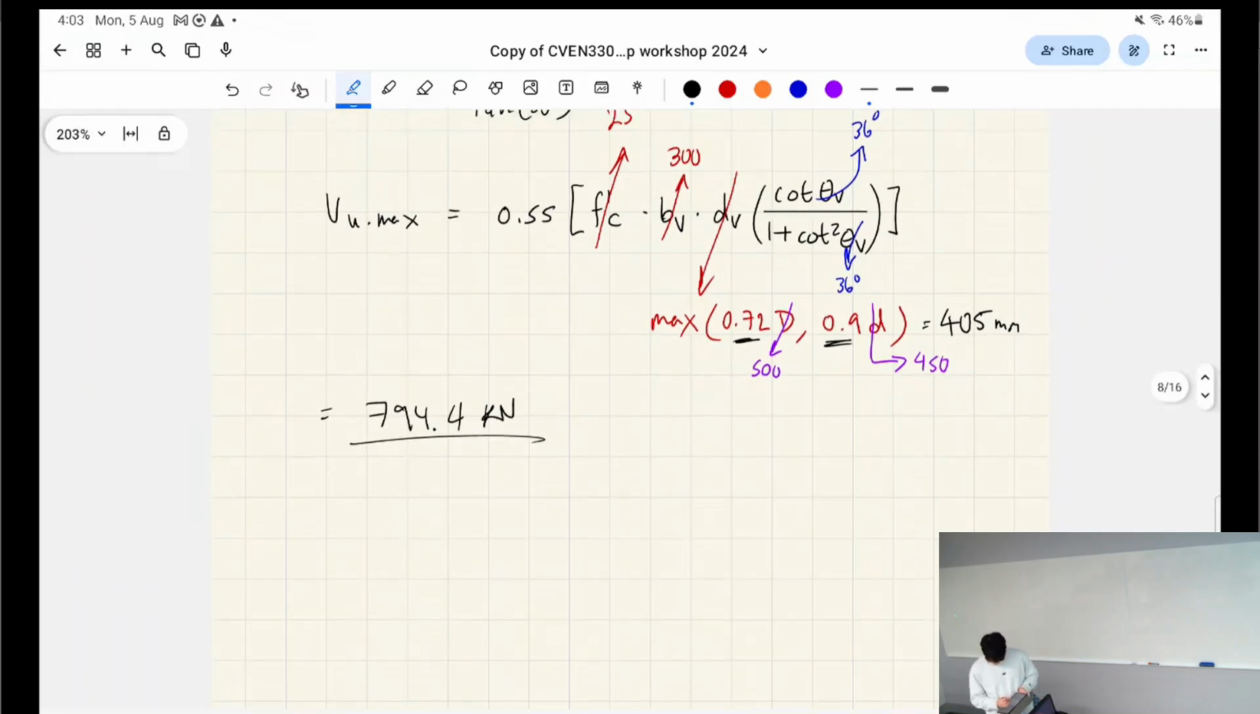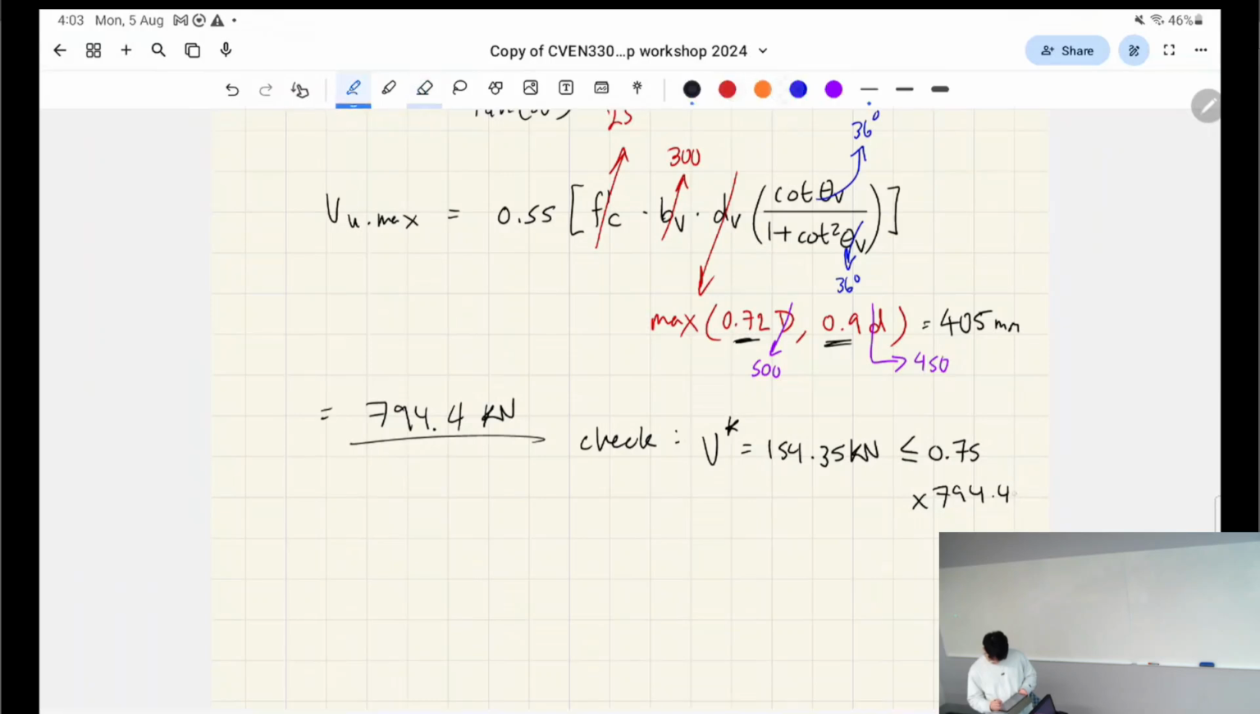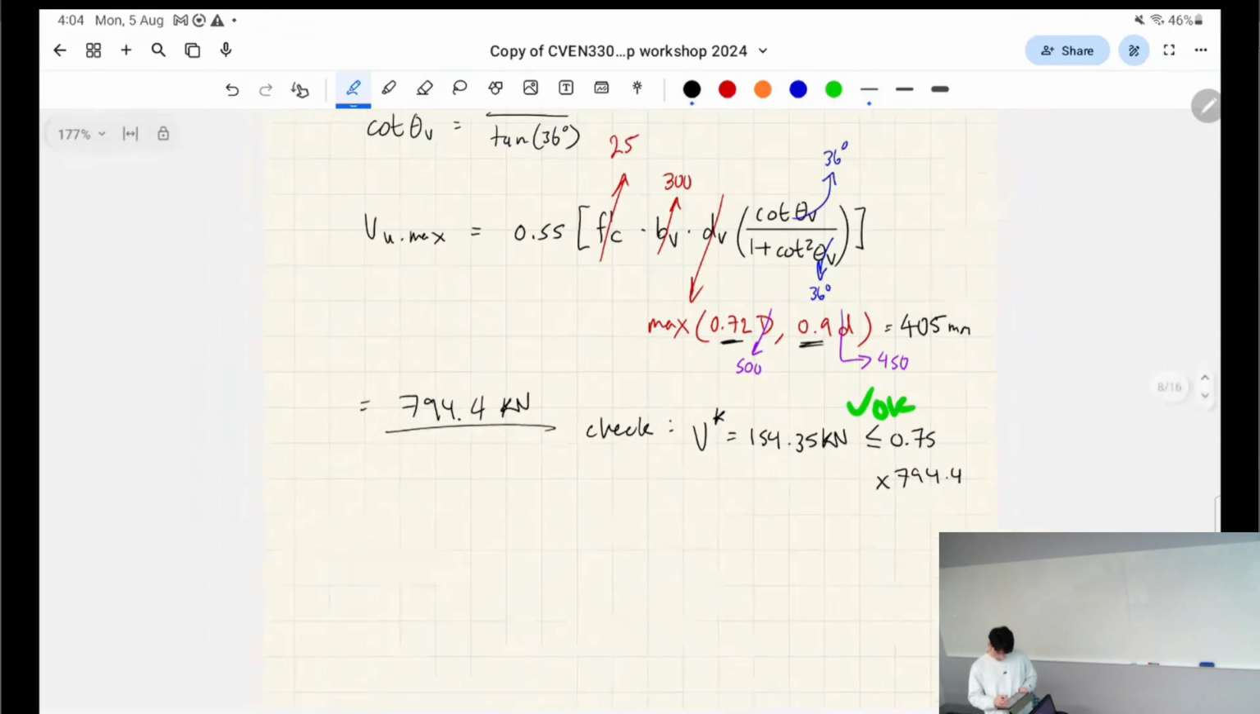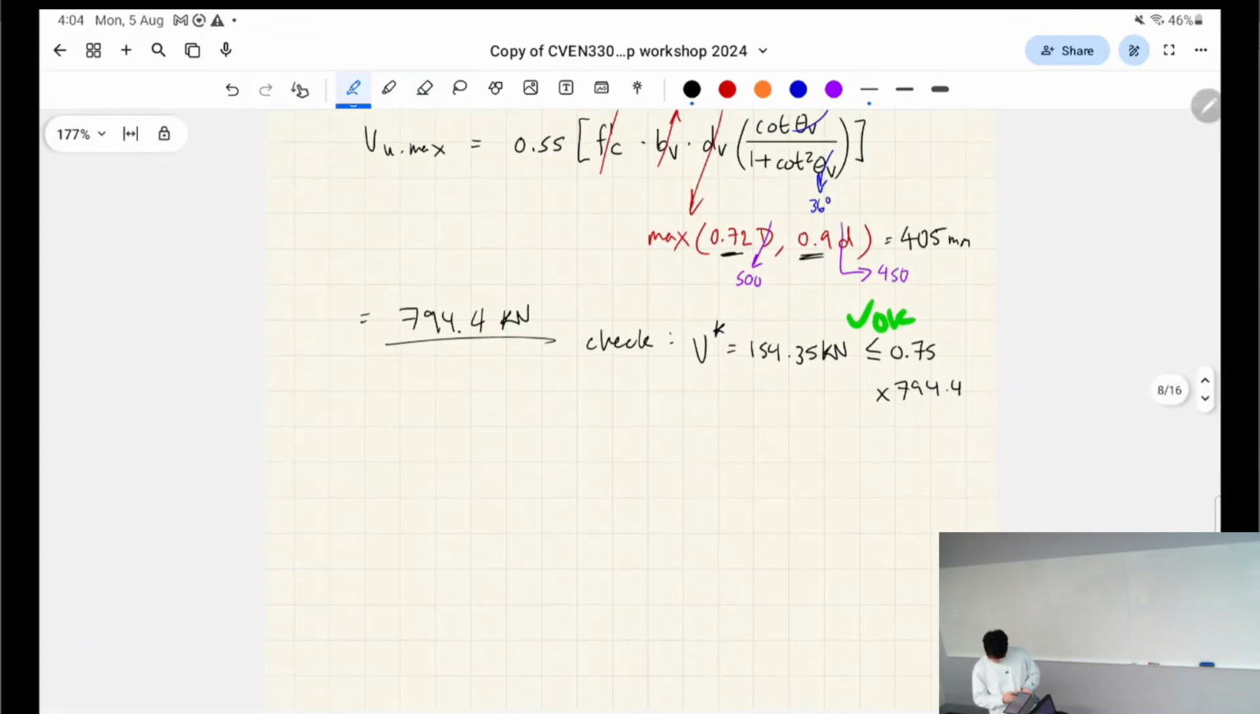Now we have to quickly check that V star, which was our critical shear at that section, is less than 0.75, which is our phi reduction factor, multiplied by this number. Just keep it like that. And it passes this check with flying colors. This will only really fail if you have a T or an I shape, not for a rectangle. This is a web crushing failure. Okay, so cool. Now we go to step 2.